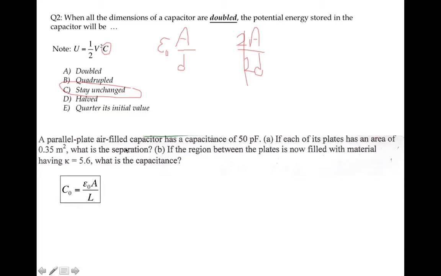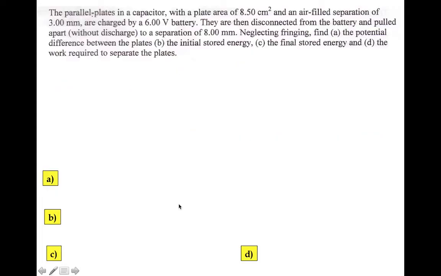No, actually, he gave me the area. He wants the separation, so I can find D very easily. Now the other thing, what happens when it's filled by 5.6? So from here, the separation is L. So all I need to do is that 50, that's my C0, and then multiply it by 5.6, and voila, then done. Okay, another problem, but it's a little bit long problem.